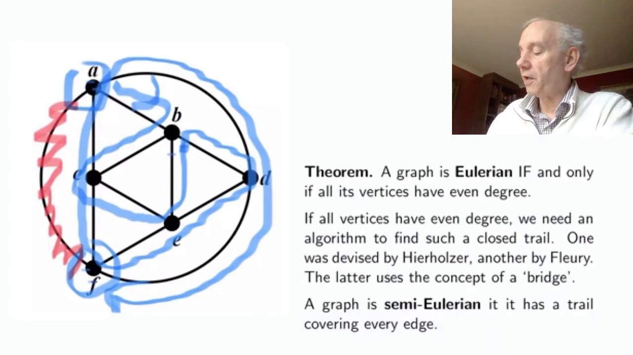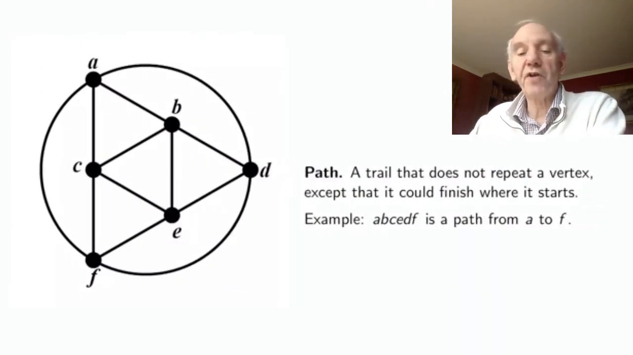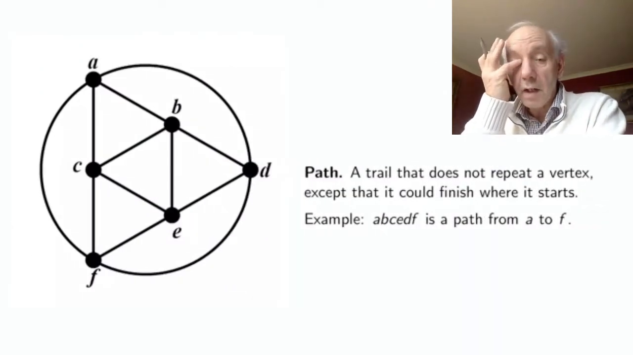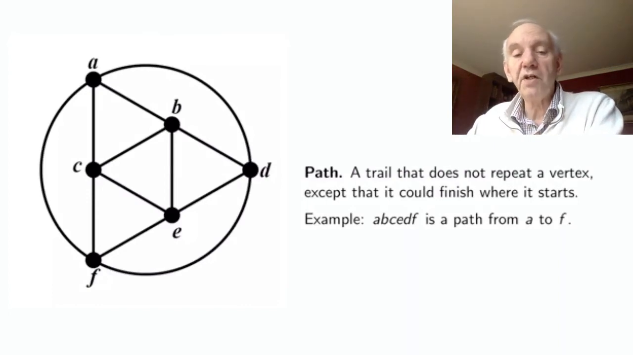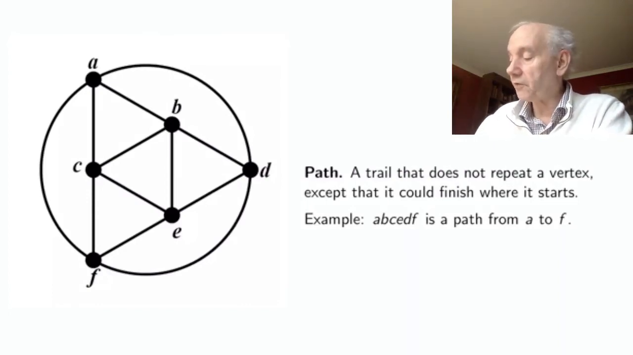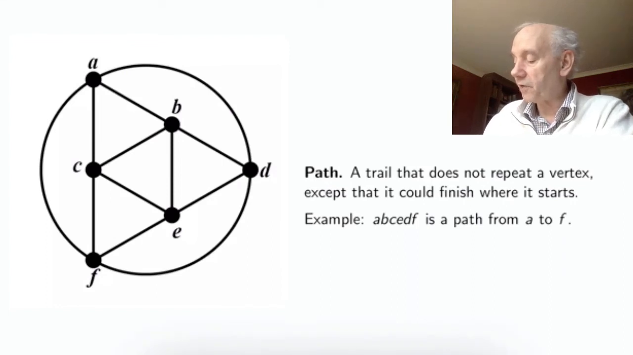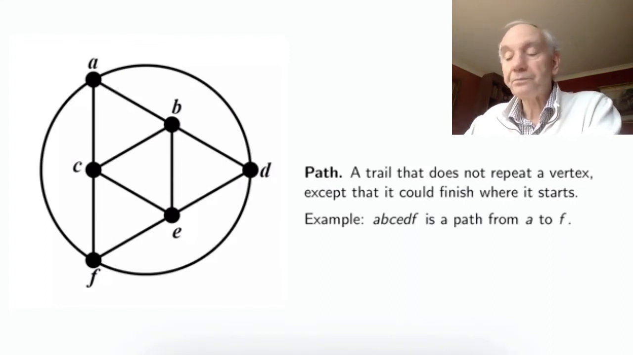Okay, let's move on in our definitions, and now we come towards the end. Imposing even more restriction, I want to define something called a path, and a path is simply a trail which doesn't repeat any vertex this time. Okay, so here's an example. It is allowed to start and finish at the same vertex, but other than that, it can't repeat a vertex.